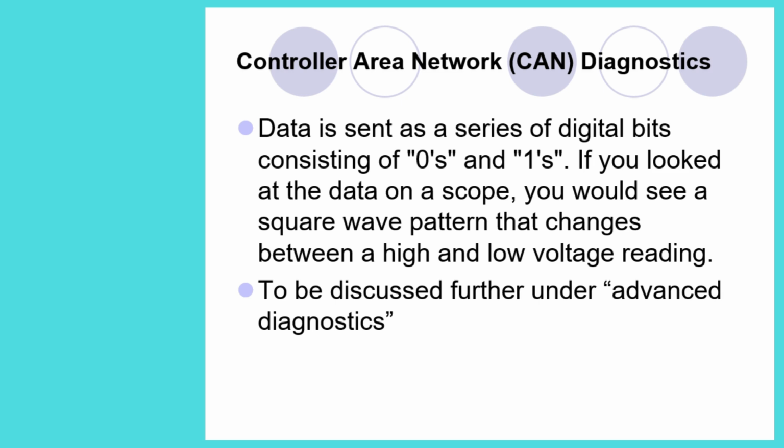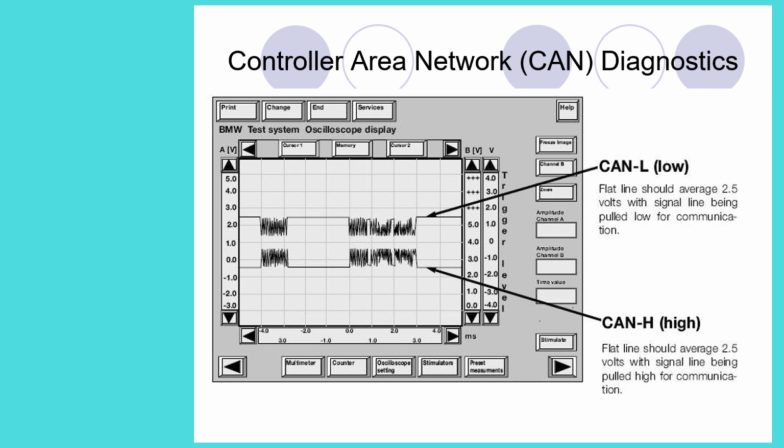If you looked at the data on an oscilloscope, you would see a square wave pattern that changes between a high and low voltage reading. The diagram shows CAN bus signals as they would be seen on an oscilloscope. Two channels are shown, CAN low on one channel and CAN high on the other. The CAN low is normally at a higher voltage, 2.5 volts shown, and goes low, 1.5 volts, when a signal is present. The CAN high is normally at a lower voltage, minus 0.5 volts shown, and goes high, 0.5 volts, when a signal is present.